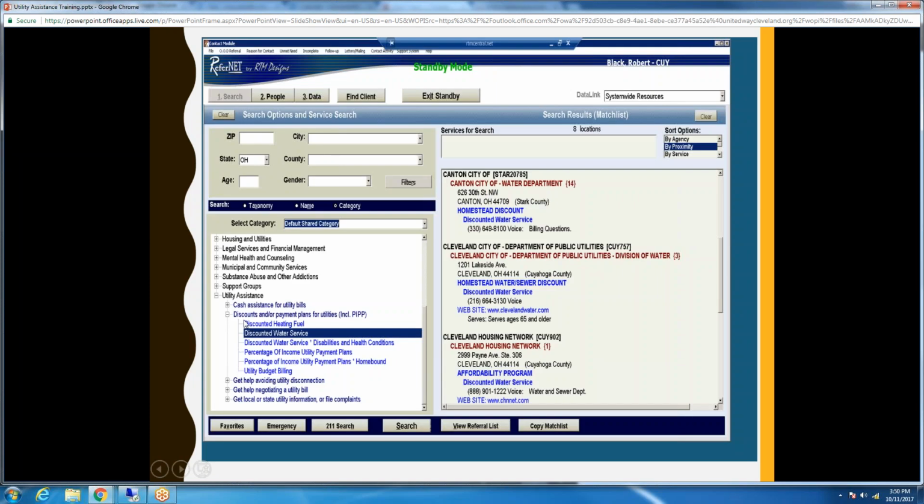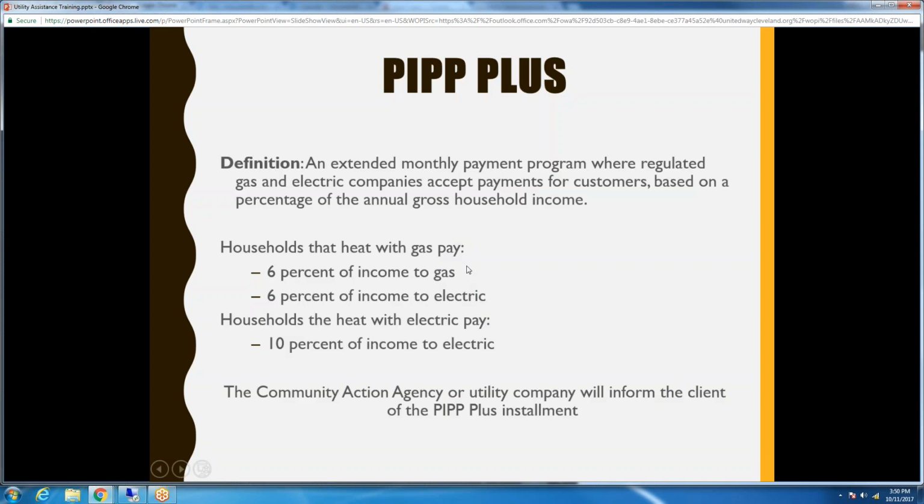And you can see where you find discounts and our payment plans. Discounted water is right there. And you see right below it, PIP. We're going to get into PIP Plus.